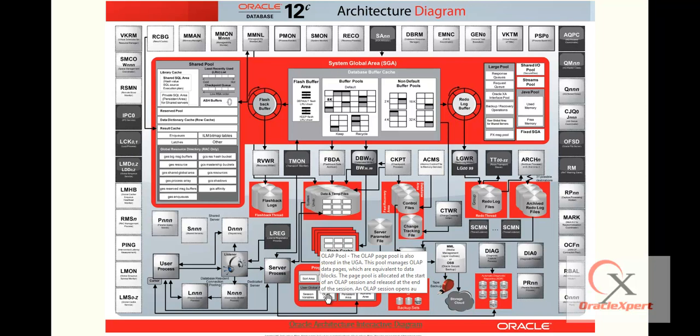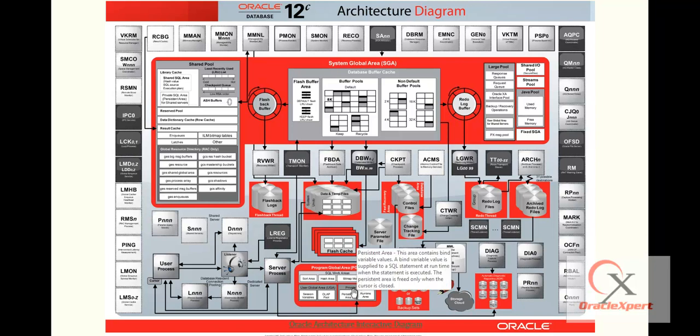Then you have the UGA, which I earlier mentioned is part of your large pool if you are using a shared server configuration. In the case of a dedicated configuration, the user global area, which comprises session variables and OLAP pools, is part of the PGA. And private SQL areas, which in a dedicated server configuration are again part of the PGA, are otherwise located in the shared pool in a shared server configuration.